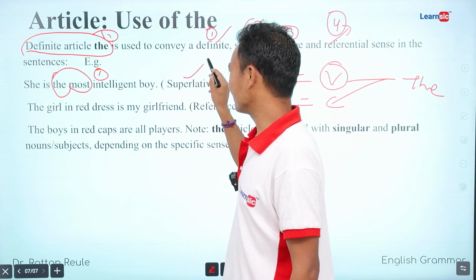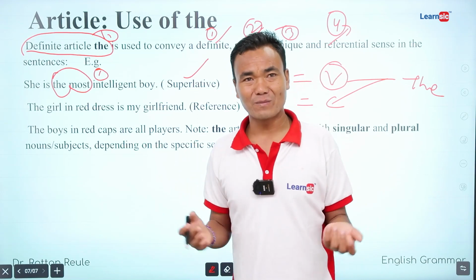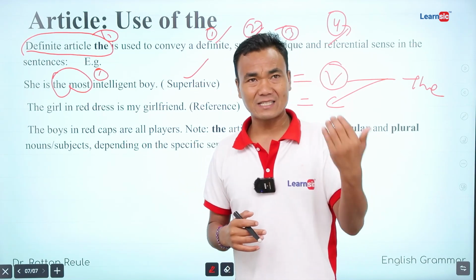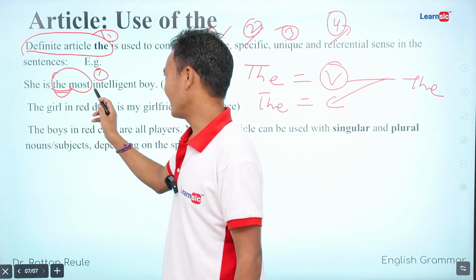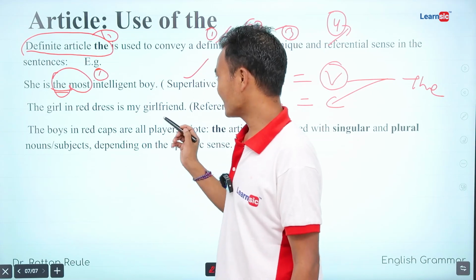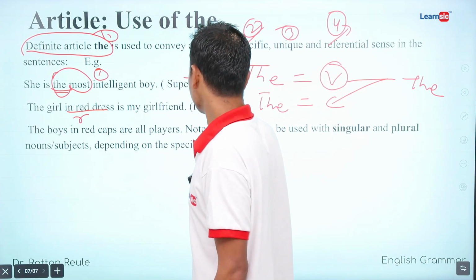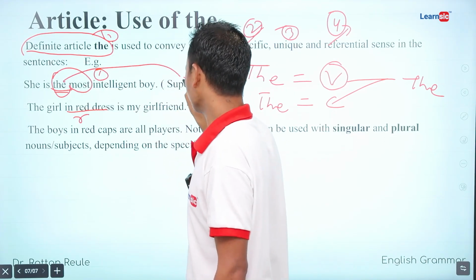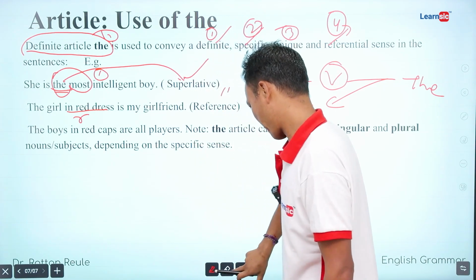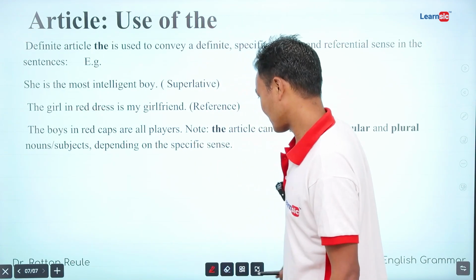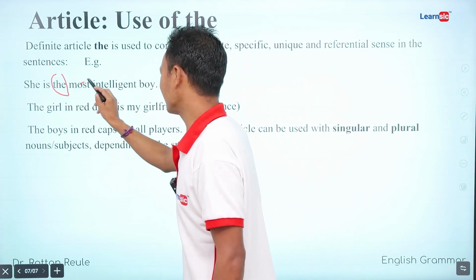So first, superlative. We all know that in English grammar, adjectives come in different forms: the greatest, the fastest, the biggest. In that case we use the article. So look at the and then most. Next, the girl in red dress. So this is a reference. In the first, we are using the article because of the superlative degree. The greatest, we are using the article here. The reason is that this is a superlative.